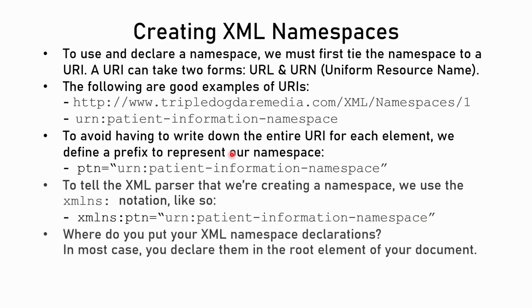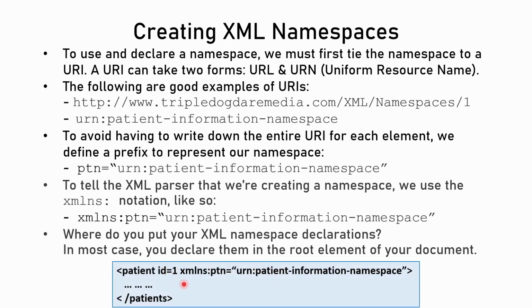Okay. Now the question is, where do we put this XML namespace declaration? Well, that is pretty simple as well. In most cases, we declare them at the root element of our document. So if we take our previous patient XML file, it will look something like this. We have our patient root element. We have an attribute called ID.